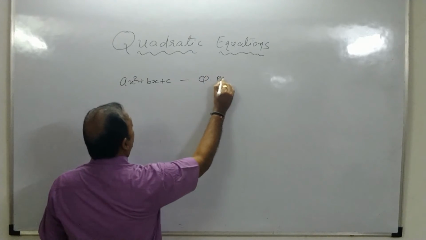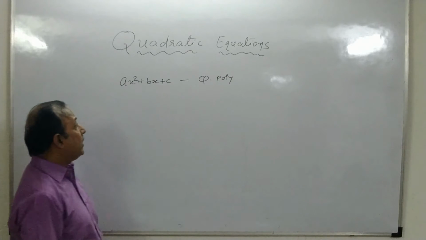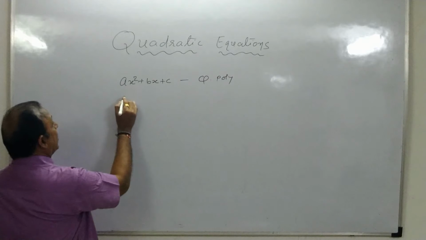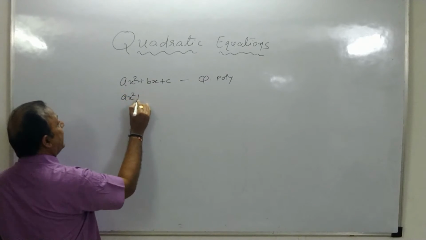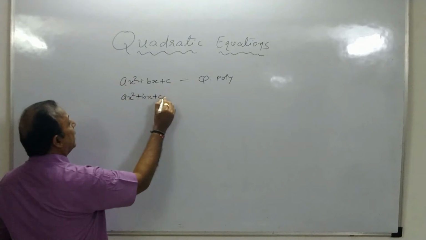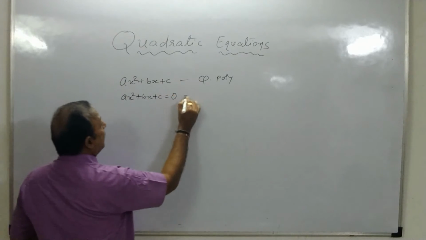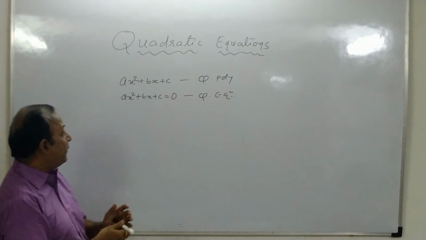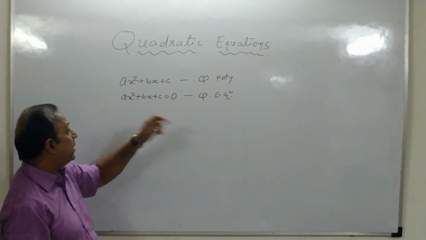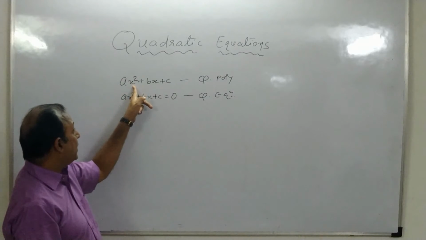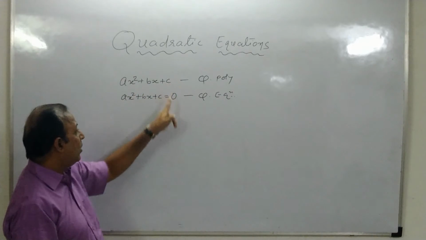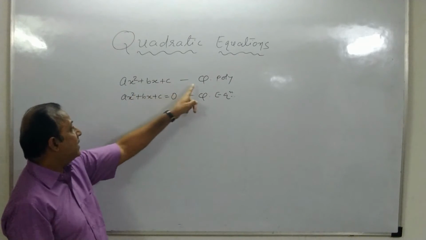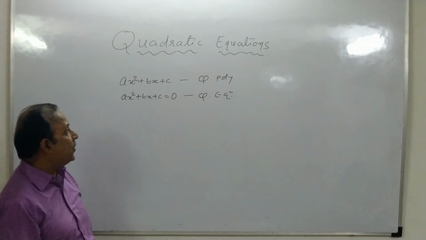Remember, I am writing the quadratic polynomial here. Now if this quadratic polynomial is equated with 0, so we write like this: ax square plus bx plus c equals 0, we will get a quadratic equation. So this should be clear in your mind, what is the difference between a quadratic polynomial and a quadratic equation. A quadratic polynomial does not have an equals to 0, whereas in an equation we have a left hand side and a right hand side, and that is why when this is equated with 0 we get a quadratic equation.